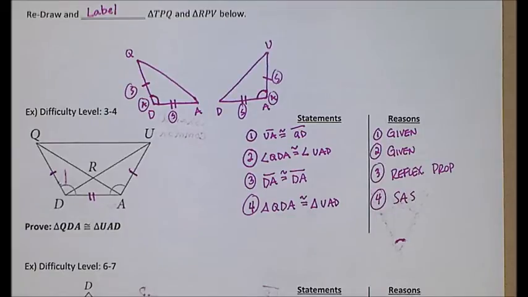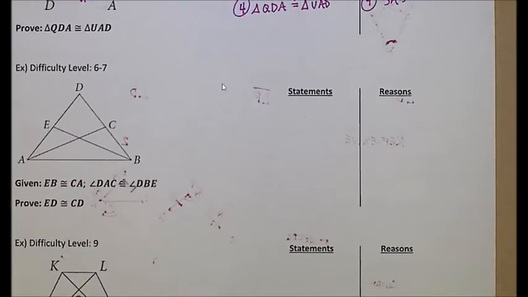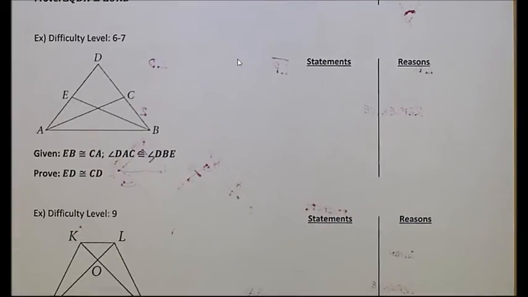So not terribly difficult there, but separating those triangles definitely helped us to see what was happening a little bit better. So let's go down to this one, the second one. Get that arrow off the screen.